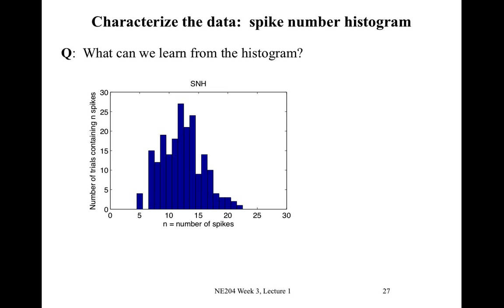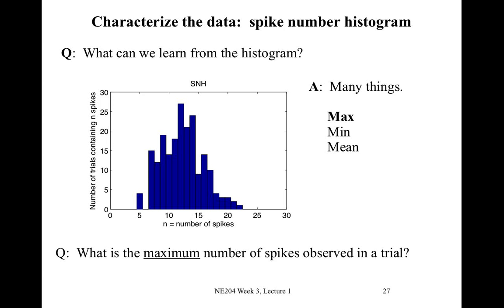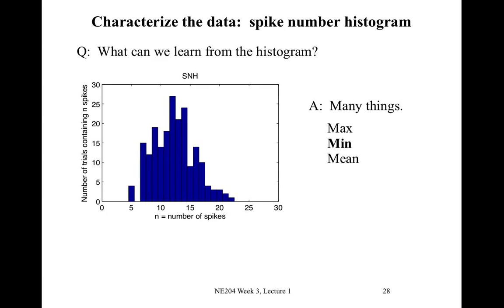Okay, what types of things can we learn from the histogram? Well, there are many things we can learn from the histogram. For example, we can think about the maximum number of spikes we observe in any trial. So what is that? What is the maximum number of spikes we observe in a trial? If we look at this figure, we see that there are maybe 1 or 2 trials that contain 22 spikes. Not very many contain 22 spikes, but that's the maximum number of spikes we observe on any trial.